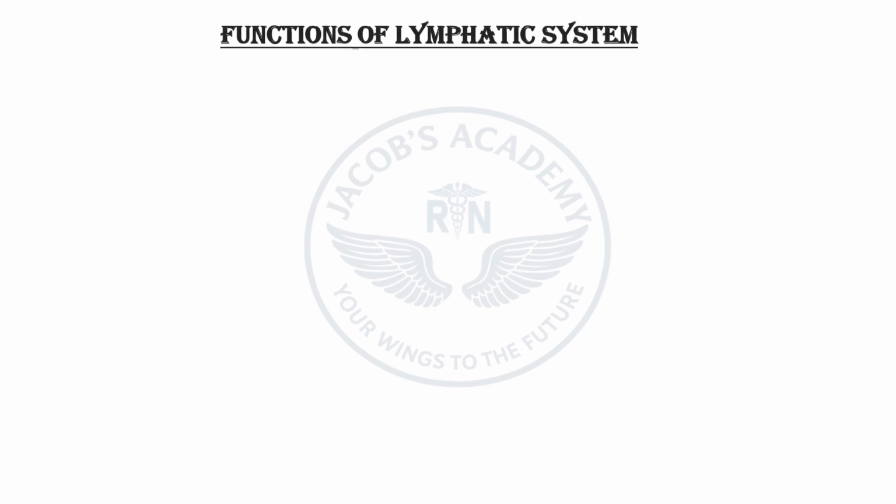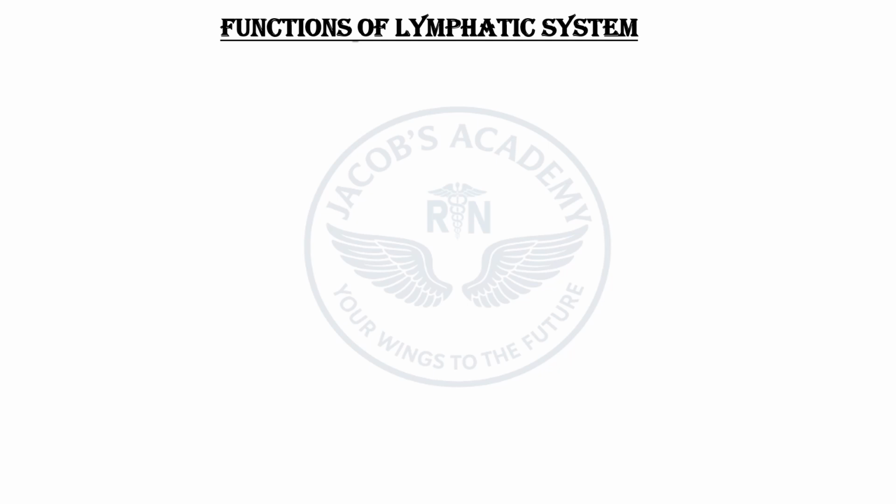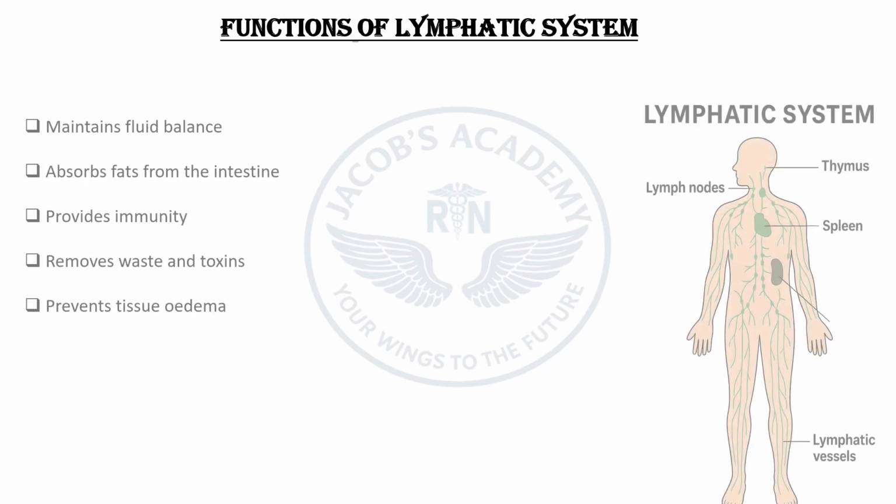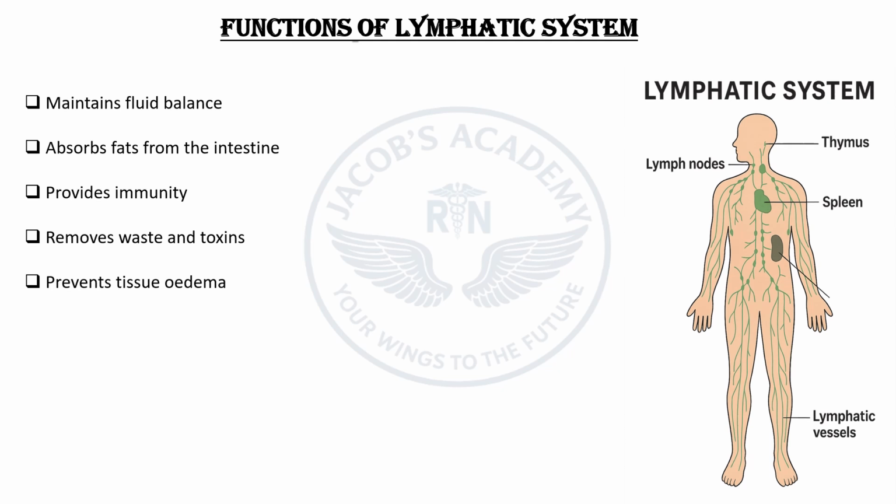Now we can discuss the functions of the lymphatic system. The first function is maintaining fluid balance. The lymphatic system collects excess fluid from the tissues and returns it back to the blood circulation. The second function is absorption of fats from the intestine. Specialized lymphatic vessels called lacteals absorb dietary fats and transport them into the bloodstream.